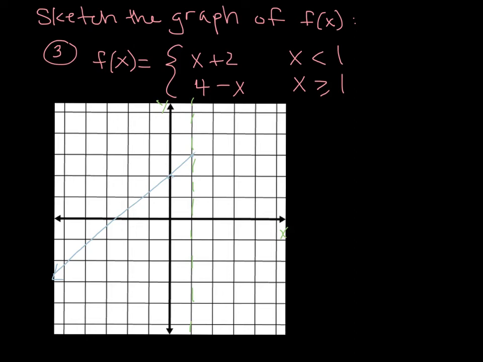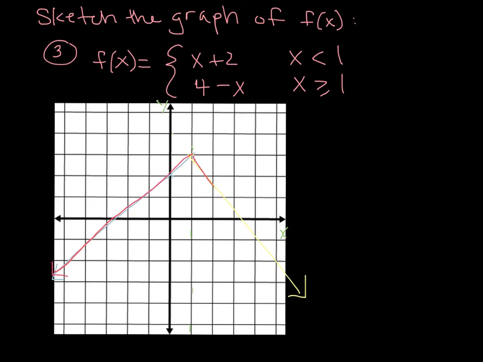Then, the next part of the graph I will do in yellow, and that is 4 minus x. So 4 minus x has a y-intercept at 4, a slope of -1, so that's going to be a line that looks like that. And what I'm going to do is erase everything to the left of that green line. I'm now going to erase the green line.